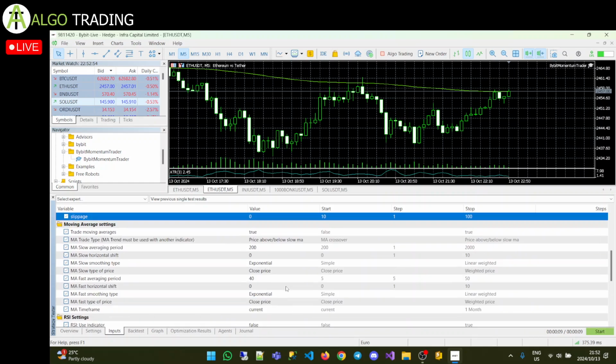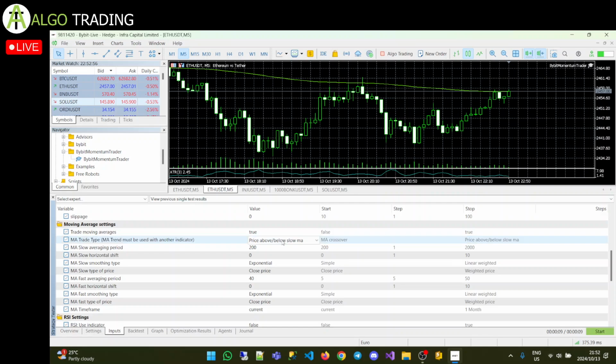So let's start with the moving average. Moving average, you've got a few options here. So you've got your classic MA crossover. That is when your fast moving average crosses above or below the slow moving average.